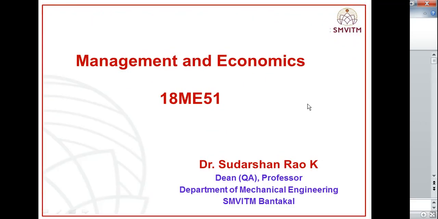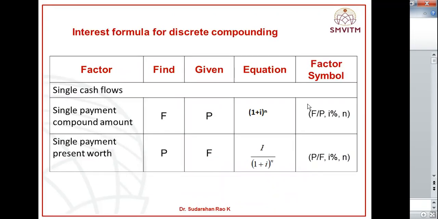Friends, today I am going to discuss the interest formula for discrete compounding. Usually there are two types of cash flows. The first one is a single cash flow and the other one is a uniform series, or uniform cash flows. So in this session we will discuss the single cash flows. There are two single cash flows. The first one is single payment compound amount and the second one is single payment present worth.